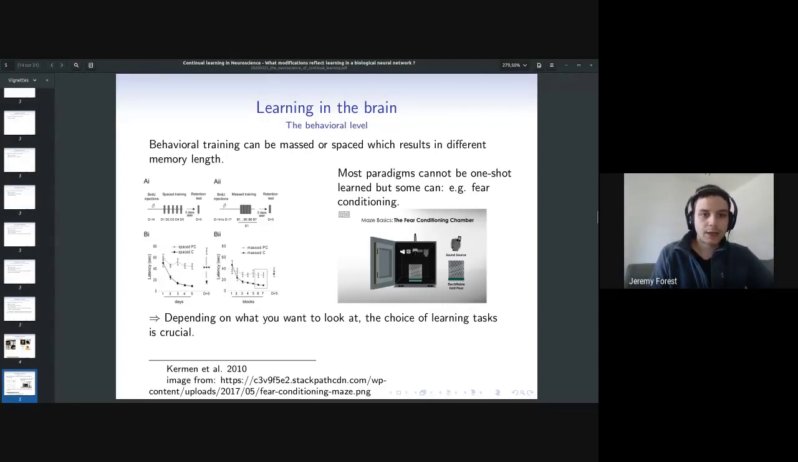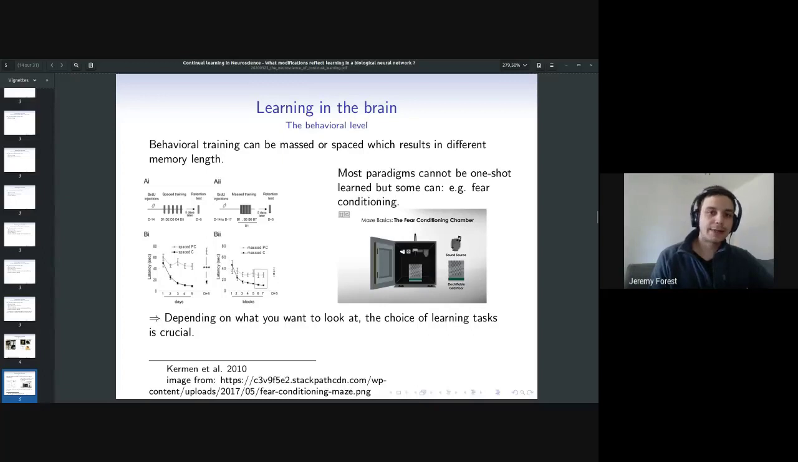So, for example, here in each of those instances, there's the same number of training sessions, but as we can see, and you can focus here at the end, 5 days after the training, the animal that had a spaced learning remembered the task, whereas the animal that had a massed learning did not remember the task. So the behavioral training has an importance in how long a task is going to be remembered.